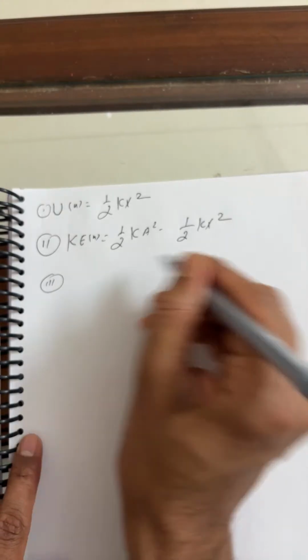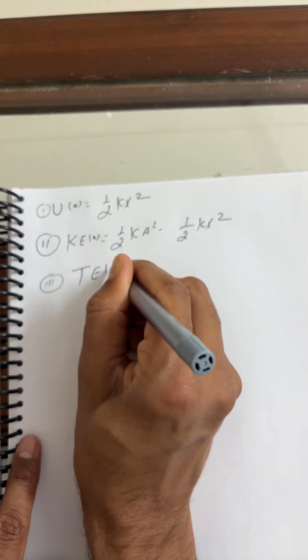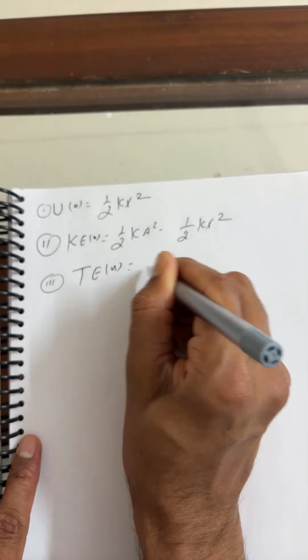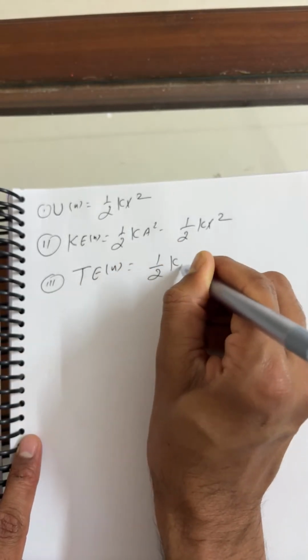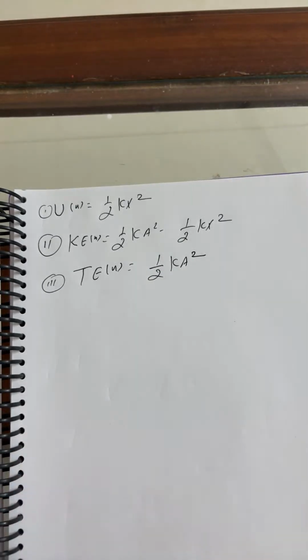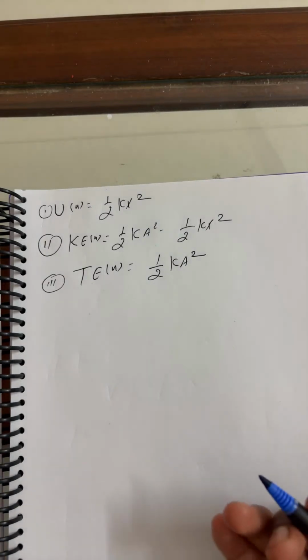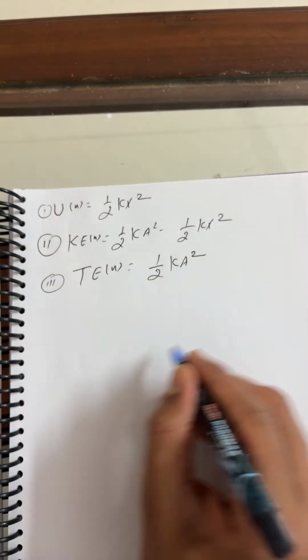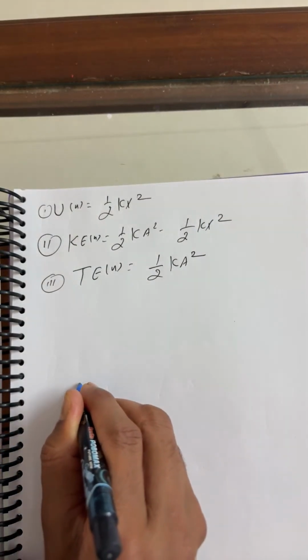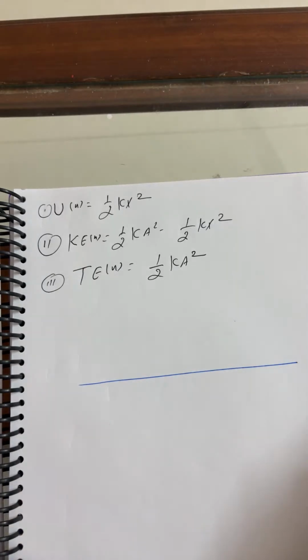Yes, total energy as a function of x. This is half of k A square. Now, students, I'm going to draw a graph here: U versus X, total energy E versus X, and kinetic energy as a function of X only here. So the total energy remains constant here. Keep that in your mind.